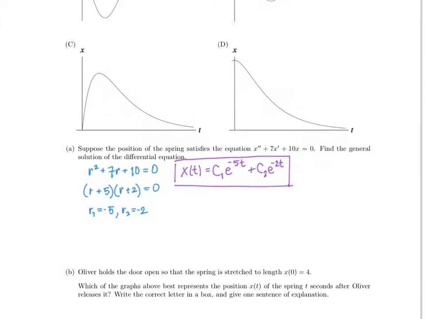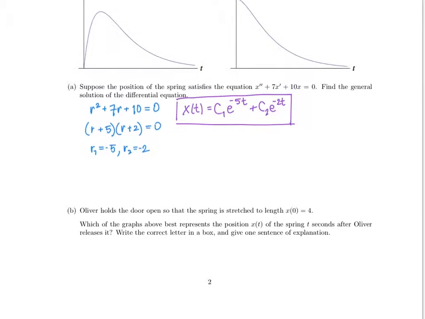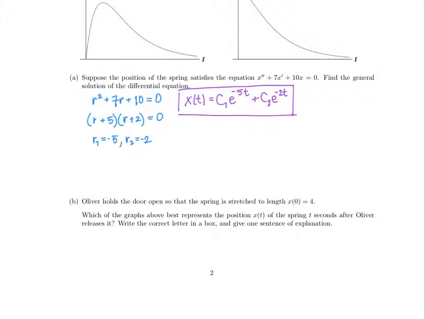Now, just as we have this sneaking suspicion of what's about to happen, it says Oliver holds the door open so that the spring is stretched to the length of 4. So it's stretched out 4 units. That's its position at t equals 0. It says, which of the graphs above best represents the position x of the spring t seconds after Oliver releases it? Write the correct letter in a box and give 1 sentence of explanation.